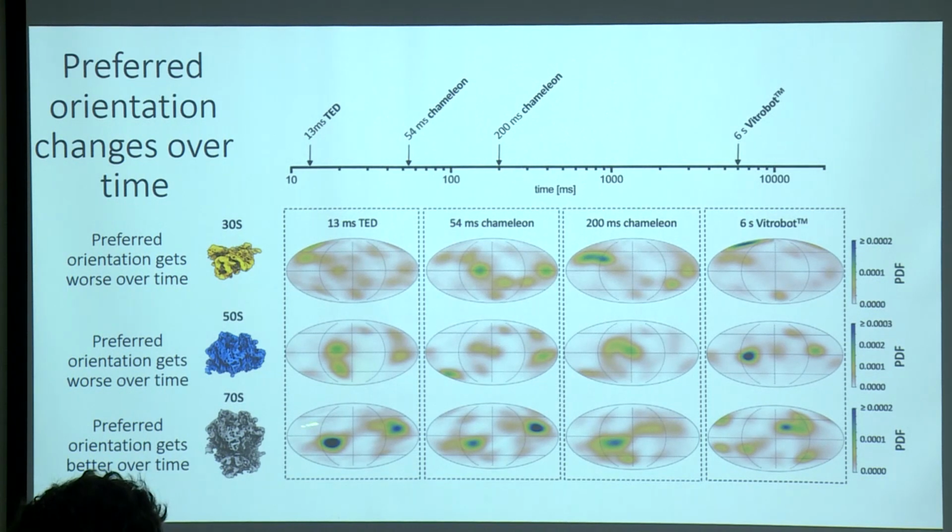But the really fascinating thing is that for the 70S ribosome, actually it goes up at the air-water interface, adopts a really strong preferred orientation, and then over time it seems to diffuse out a little bit and we get more angles over time. So this is another piece of evidence that's showing us that really these are all subsets of the same macromolecule, but actually we're seeing quite different behaviours with them across the piece.